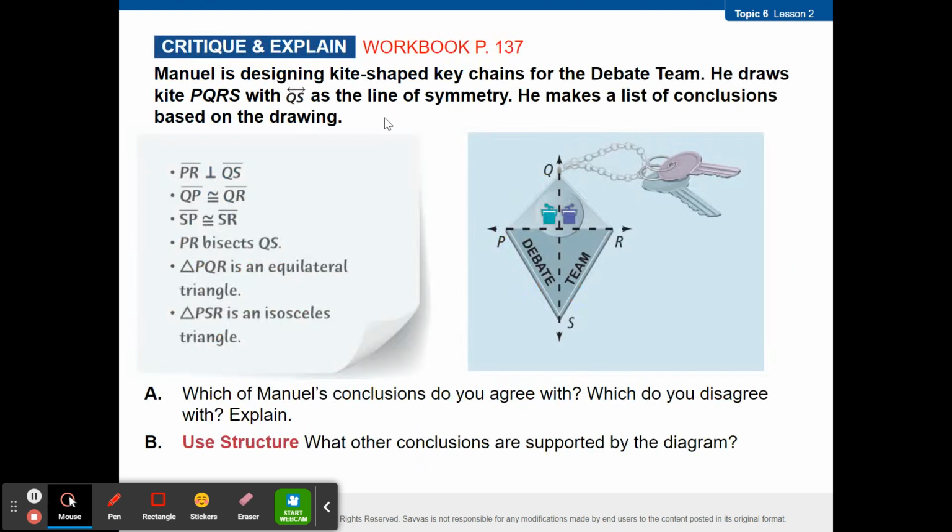This is day one. All right, so this first thing says, Manuel is designing kite-shaped keychains for the debate team. He draws kite PQRS with line QS as the line of symmetry. He makes a list of conclusions based on the drawing. His conclusions are PR is perpendicular to QS. So we're stating PR is perpendicular to this. Let me draw. There we go. Is a right angle.